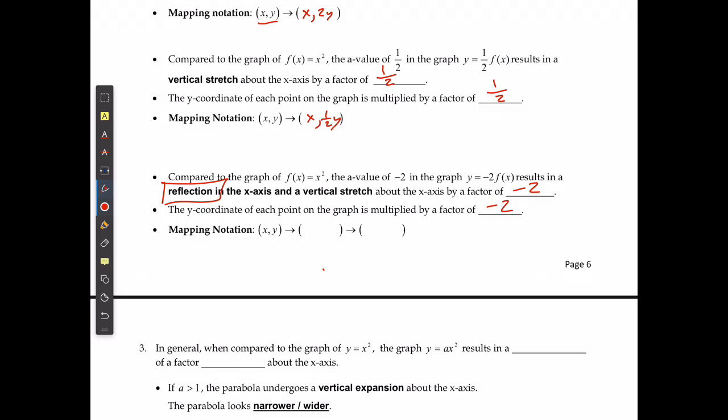If I'm putting this in mapping notation, then I would say that (x, y) is now going to become (x, and the first thing we do is we make every y value negative. That is going to be that reflection that happens across the x-axis. Then, after I've reflected all the points, that's when I would do the vertical stretch that occurs.